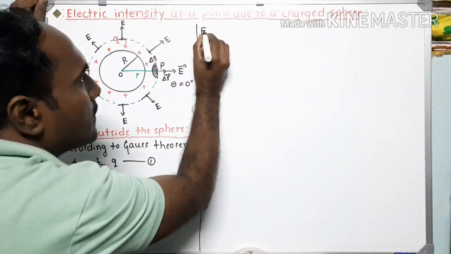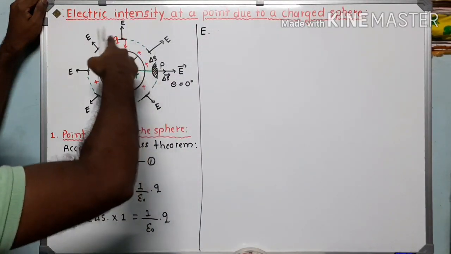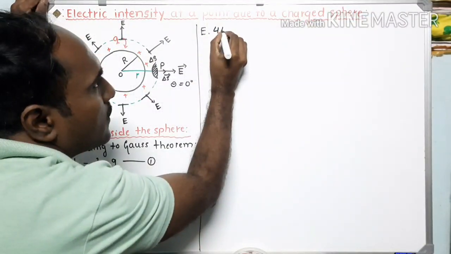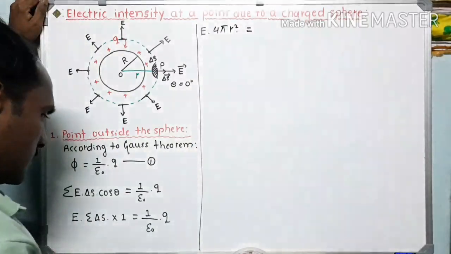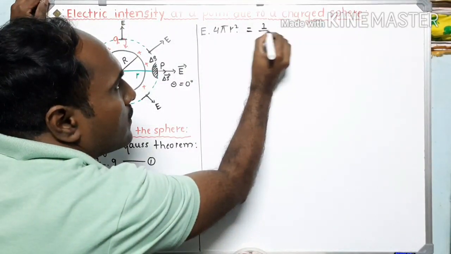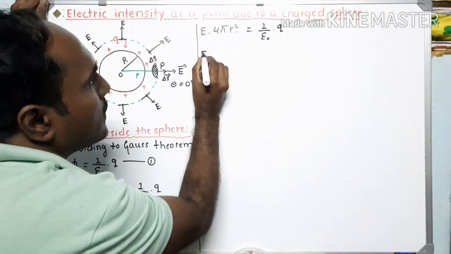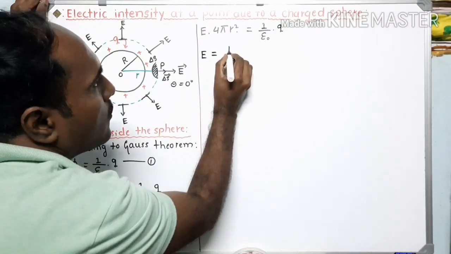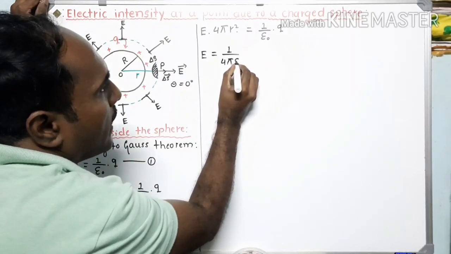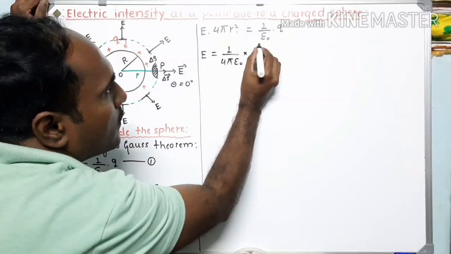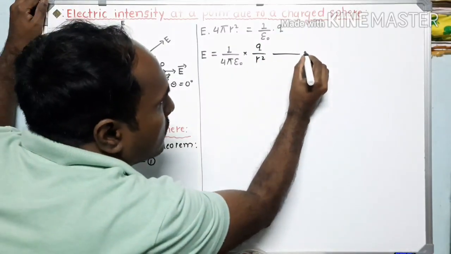Here you must remember, E into summation of delta S means what? Area of Gaussian sphere. That is 4 pi r square. That is equal to 1 upon epsilon naught into Q. Therefore E is equal to 1 upon 4 pi epsilon naught into Q upon r square. Call it as equation 2.